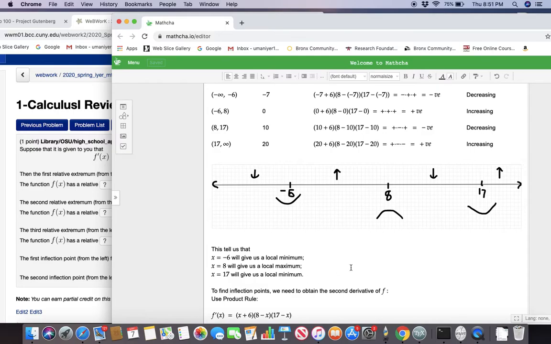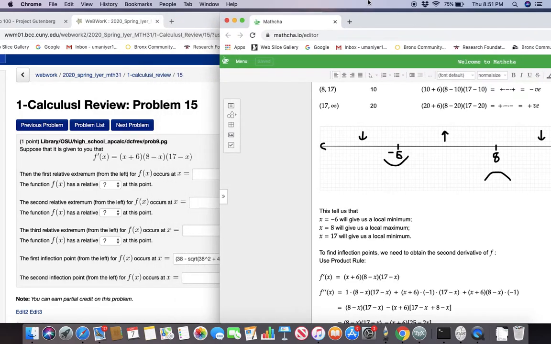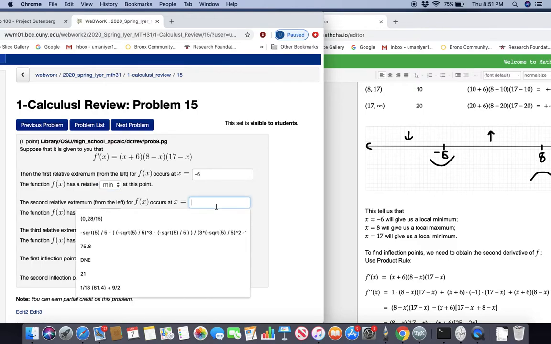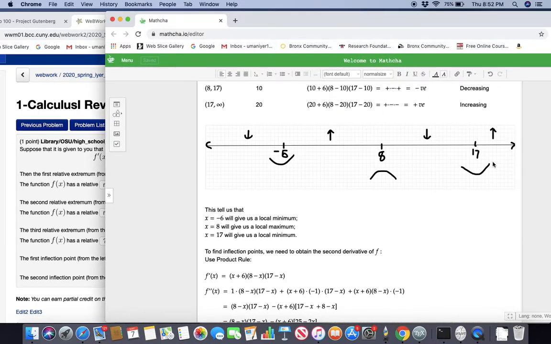Okay. So my numbers are: -6 is my first one, and it has a local minimum. Second one is 8, and it has a local max. And 17 is the next one with a local minimum.